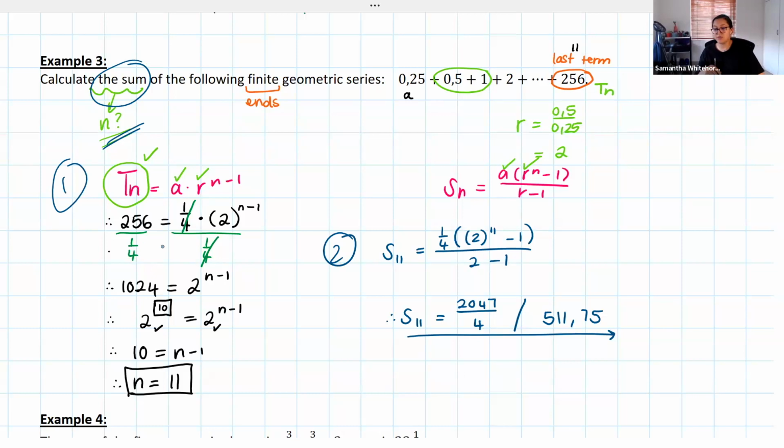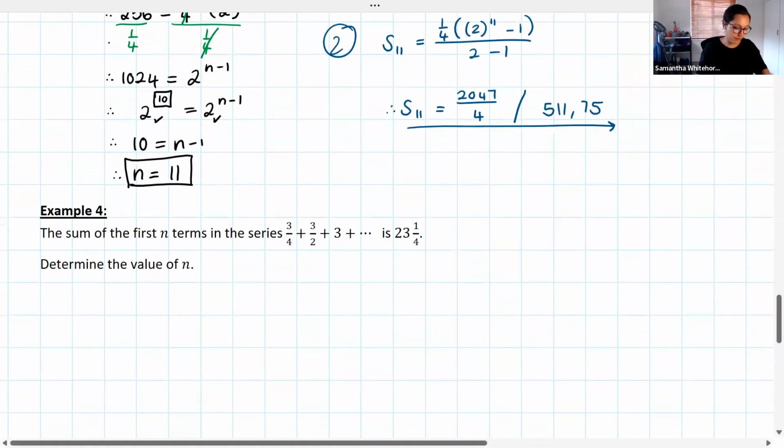Okay, so let's take screenshots. If you've got questions, please ask. You can unmute yourself. You can put it in the chat. And then let's have a look at example 4. Okay, let's see example 4.